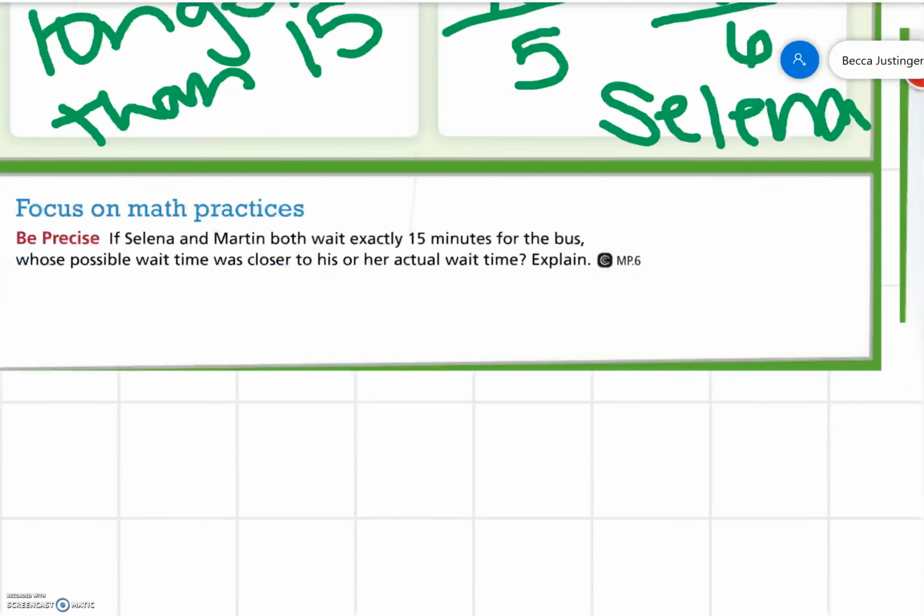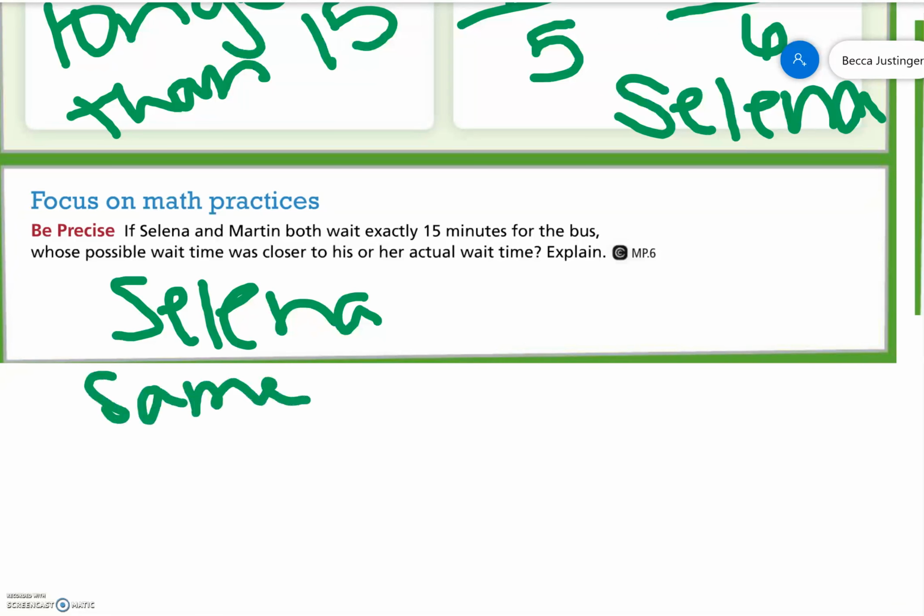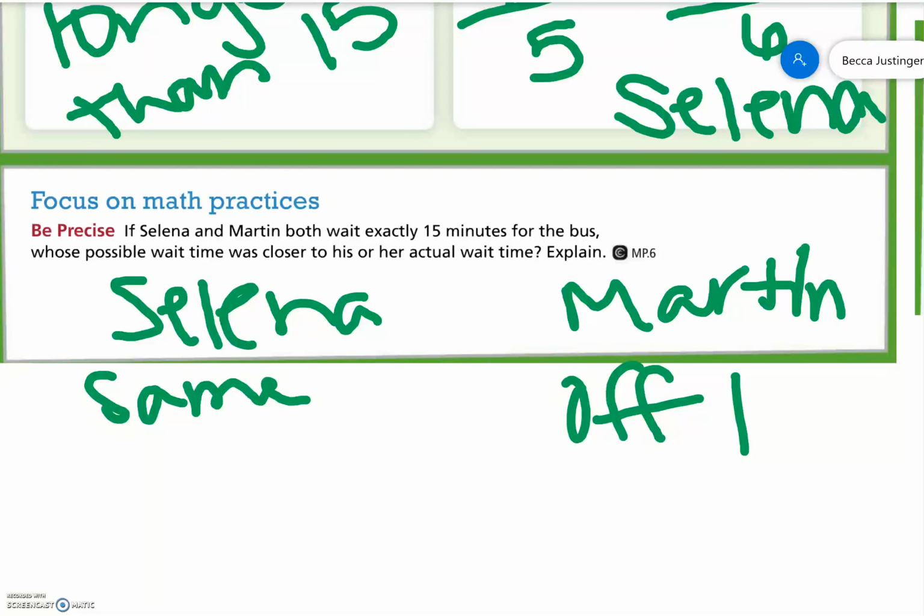All right, focus on math practices. Be precise. If Selena and Martin both wait exactly 15 minutes for the bus, whose possible wait time was closer to his or her actual wait time? Explain. Selena actually waited 15 minutes, and we knew she was going to wait either 15 minutes or less, so it could have been the same. Martin's would have been off by 1 minute, because he thought he was going to have to wait at least 16 minutes for it.